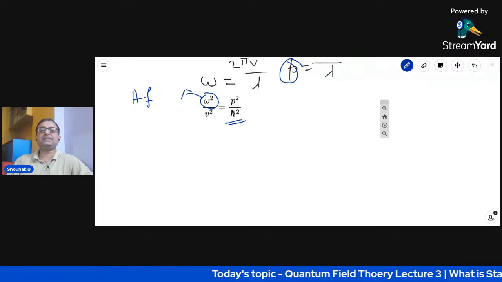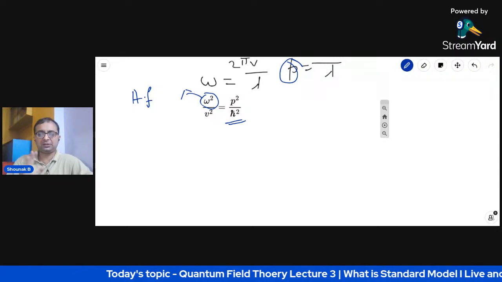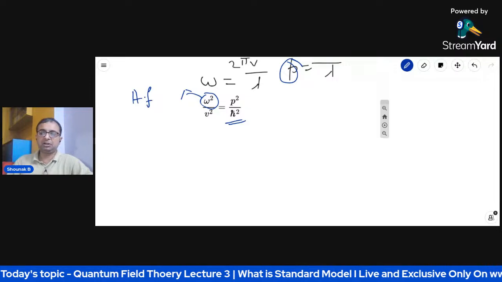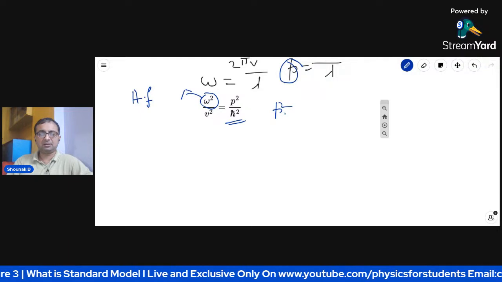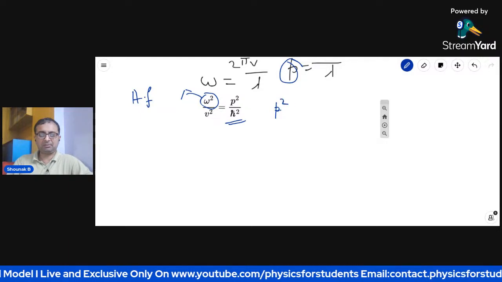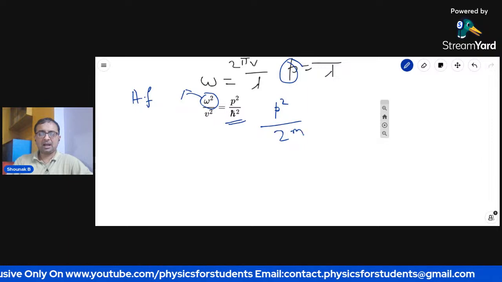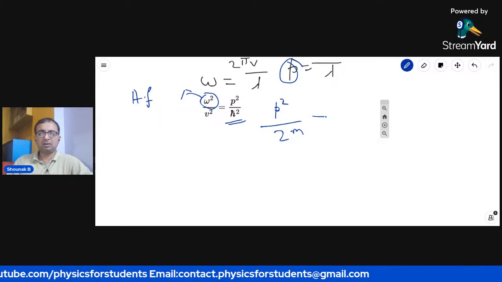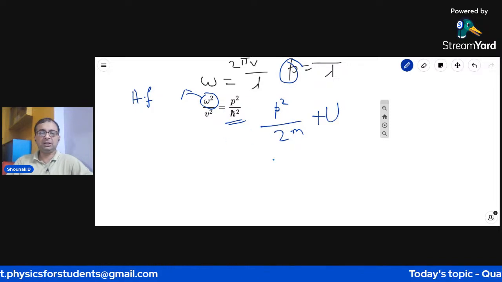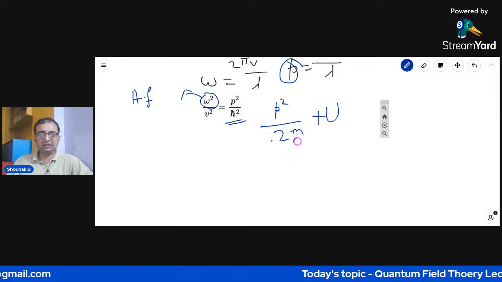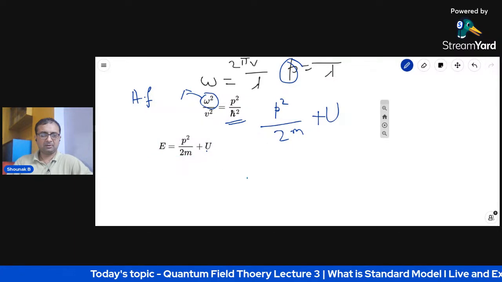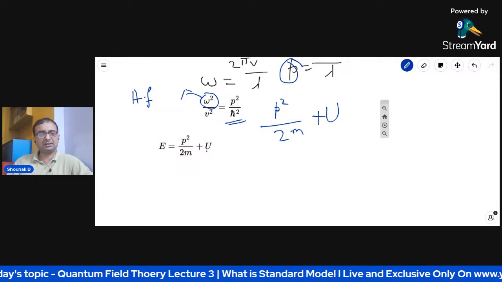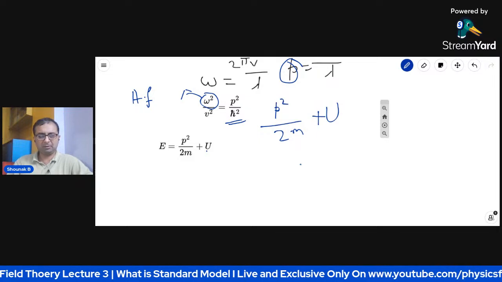In classical physics, we know that the total energy of a system is the sum of kinetic energy and potential energy. So kinetic energy would be P square by 2m, and the potential energy would obviously be U. Kinetic plus potential is equal to E. Let me put it in a clean way, this equation. So we get the total energy as kinetic plus potential. Clear up till now? Okay.